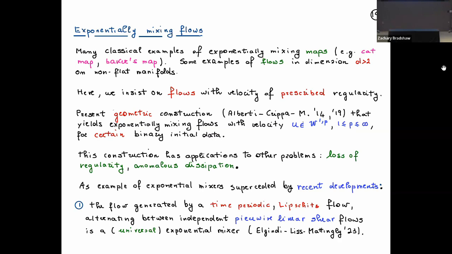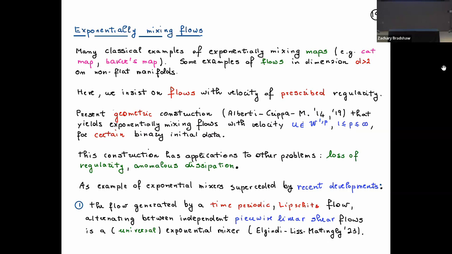Let me say here that there are many classical examples in dynamical systems of exponentially mixing maps. So we work in 2D, which is more constrained, so keep that in mind. For example, the cat map, the baker's map. Here, baker's is literally in the sense of baking, because it's folding and stretching, folding and stretching, which is what you do if you make bread. And there are some examples of flows in higher dimensions, but on non-flat manifolds.